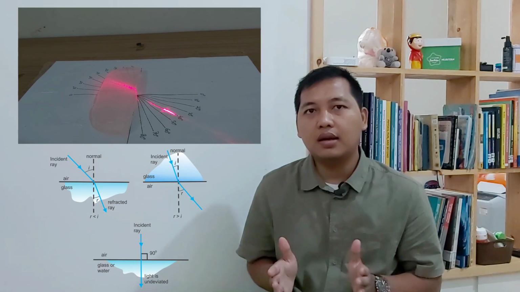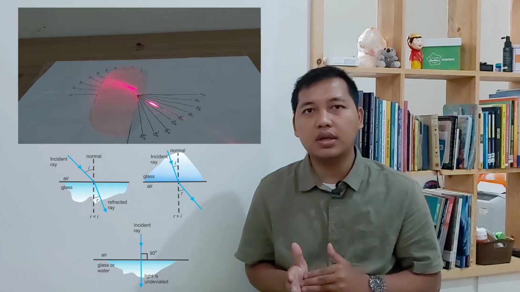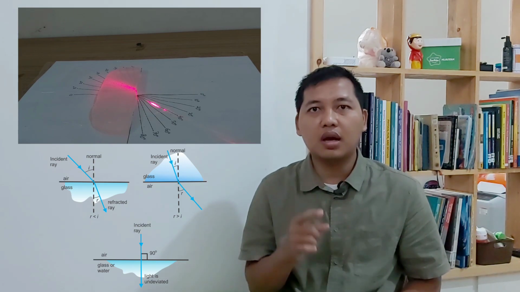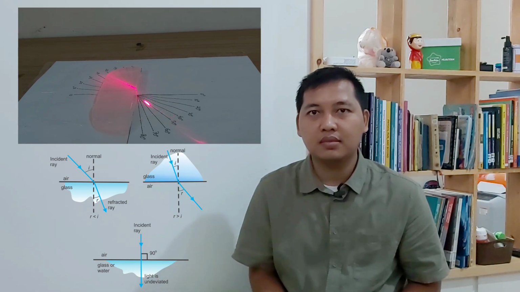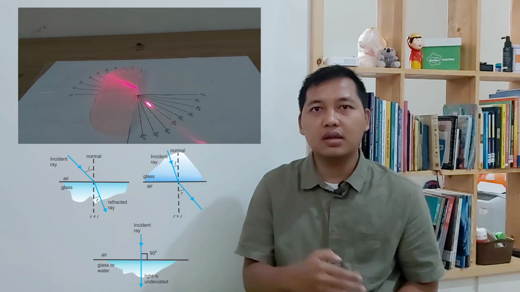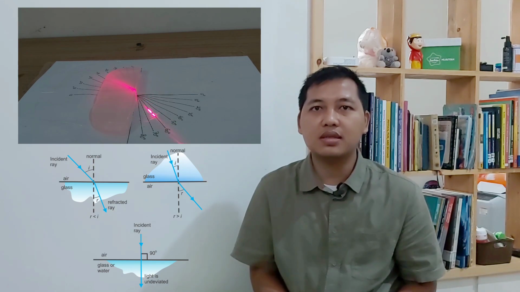The first Snell's law of refraction states that the incident ray, the normal, and the refracted ray are all in the same plane. Take note, the normal is an imaginary line perpendicular to the surface, while either the angle of incidence or the angle of refraction is always measured from the normal as its zero mark. Now, let's do the demonstration.